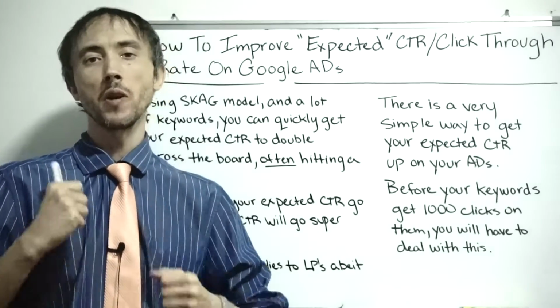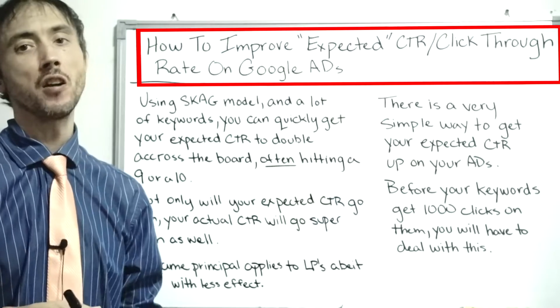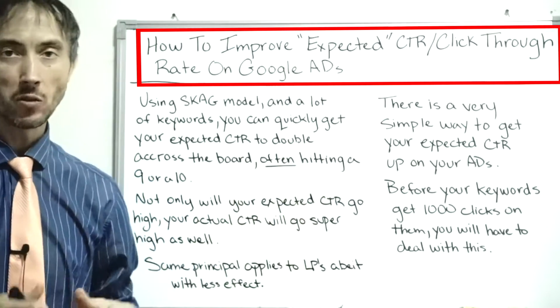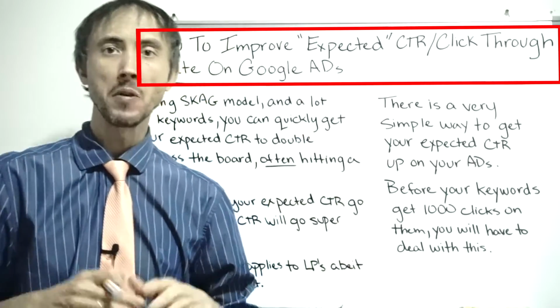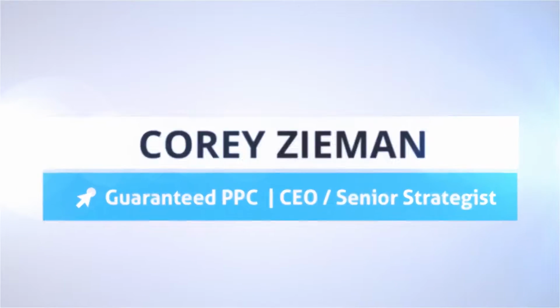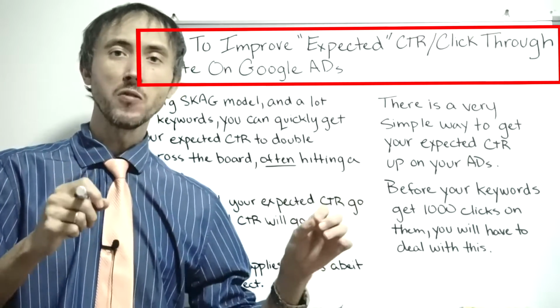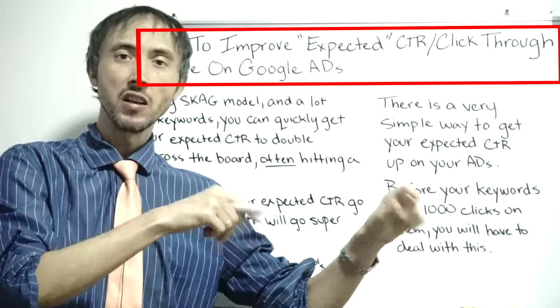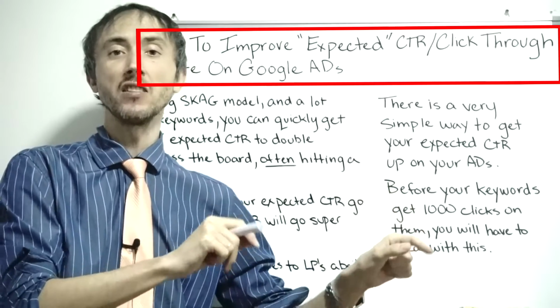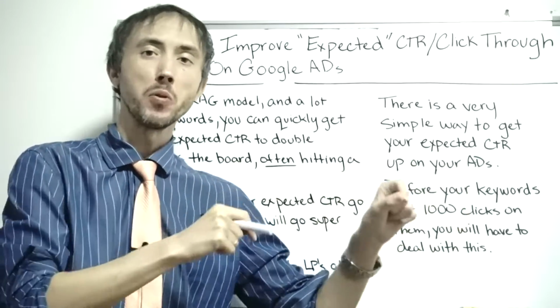Okay, today's video, we're going to talk about how to improve the expected click-through rate on your Google ads. So if you don't know what this is or what it's referring to, just to clear this up, this is the score that Google's ad serving algorithm gives your ads of what it thinks your ad's going to get in terms of a click-through rate to determine what they're charging you per click.